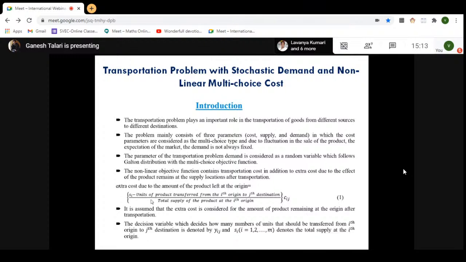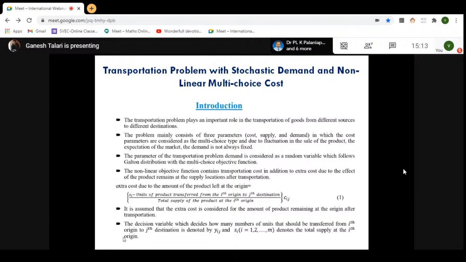In this case study I have taken only demand as a random variable. Supply is in deterministic form, and the cost is non-linear multi-choice cost. Multi-choice cost I have already discussed. Then what is the meaning of non-linear?